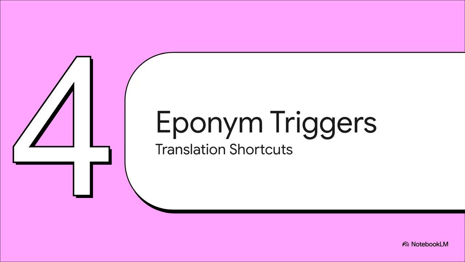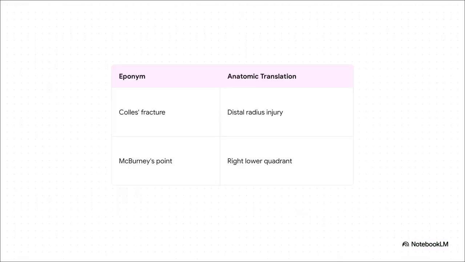Okay, eponyms as translation triggers. Take a deep breath here because this should actually ease your exam anxiety. You absolutely do not need to memorize every single physician's name in the medical dictionary. You just need to know the specific anatomical region they trigger. For instance, when you see Colles' fracture, just treat it as a rapid shortcut. Your brain should immediately translate that to a distal radius injury pattern. See McBurney's point? That instantly triggers the right lower quadrant, specifically a landmark for appendiceal tenderness. See? They aren't roadblocks, they're just translation shortcuts.